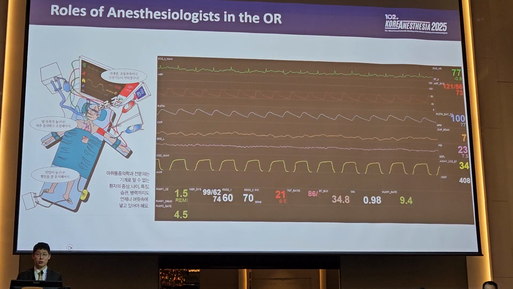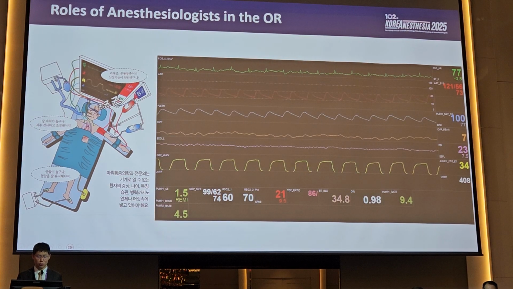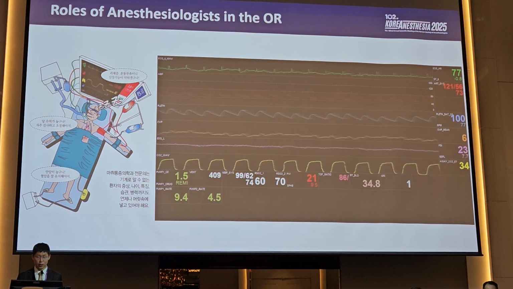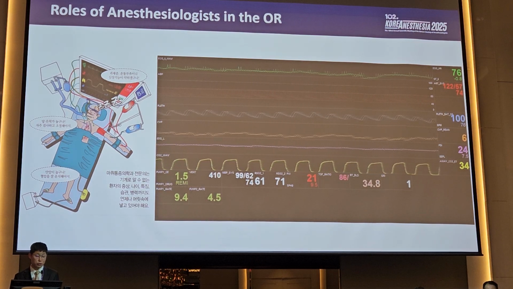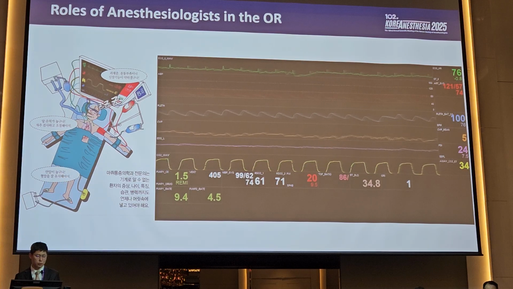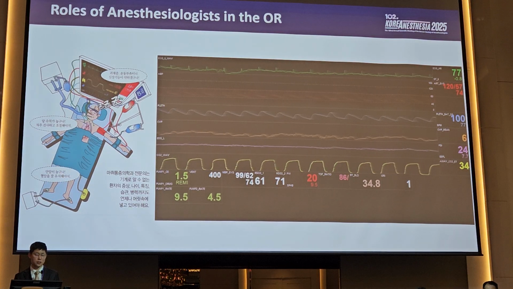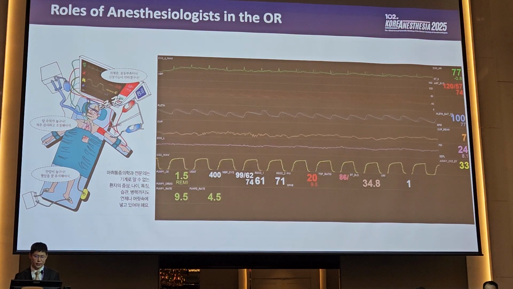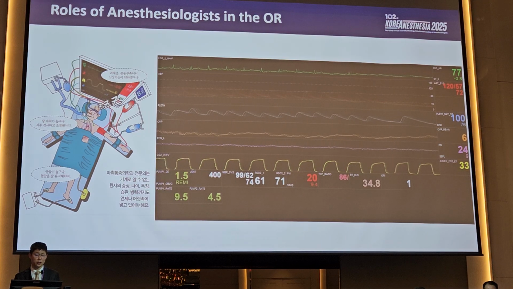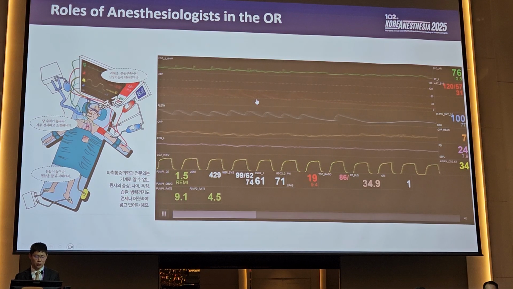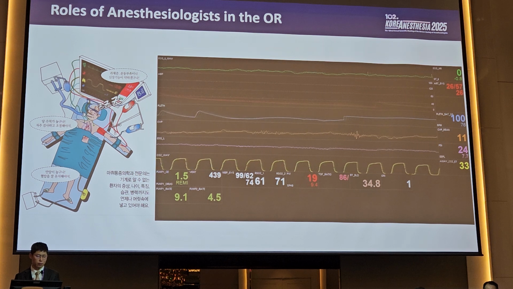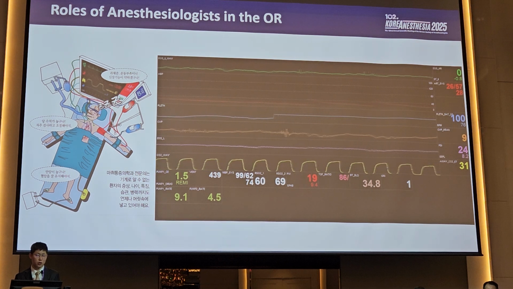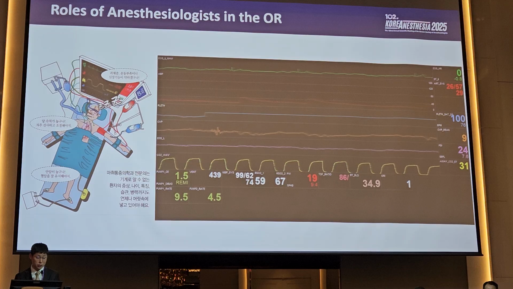So, what's the role of the anesthesiologist in the operating room? While a patient is under anesthesia, we continuously monitor various parameters to maintain hemodynamic stability. But when sudden hemodynamic collapse happens, just like you've seen here, we must stay calm, think fast, and perform immediate resuscitation to bring back patient safety.